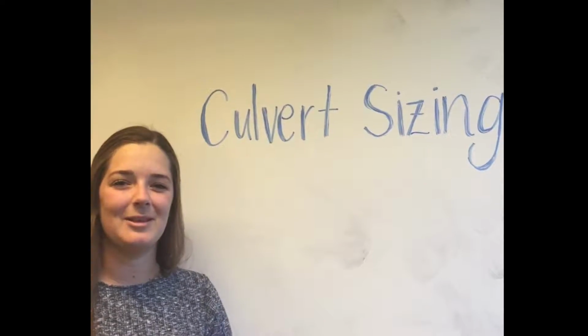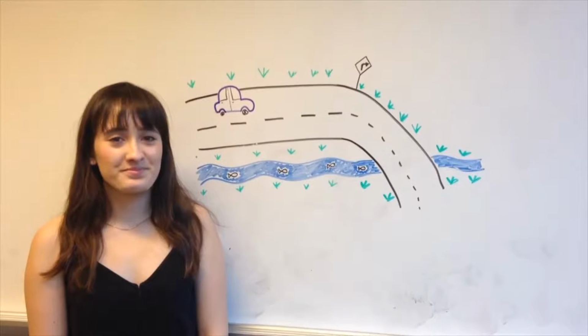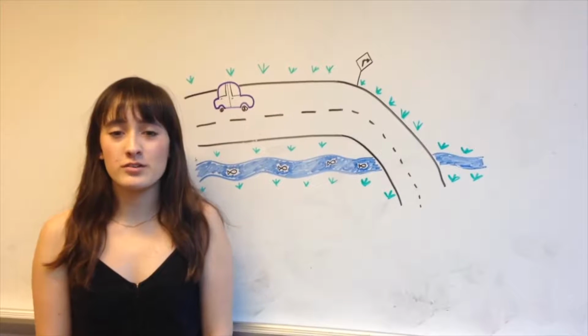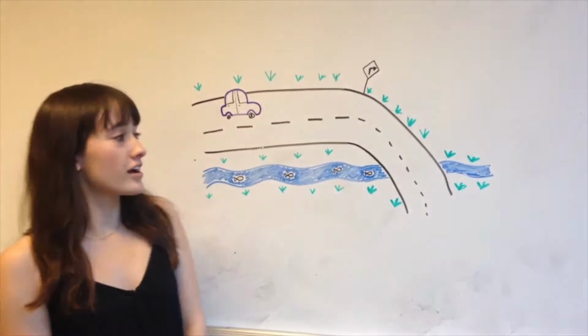This video will explain the importance of culverts and how to properly size them using a nomograph. Culverts are crucial to watershed management as our roads are encroaching more and more on watercourses, disrupting their natural flow.